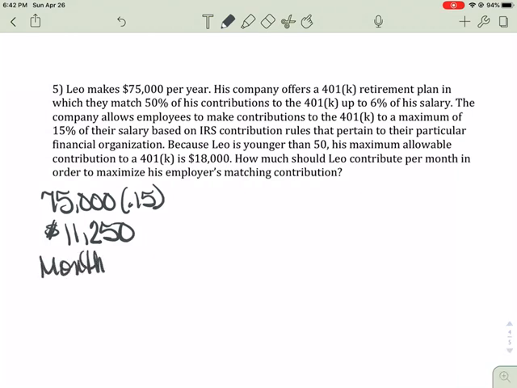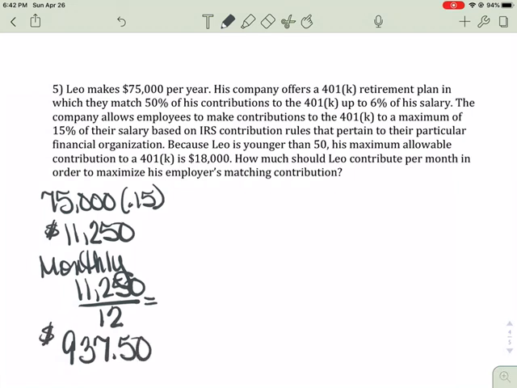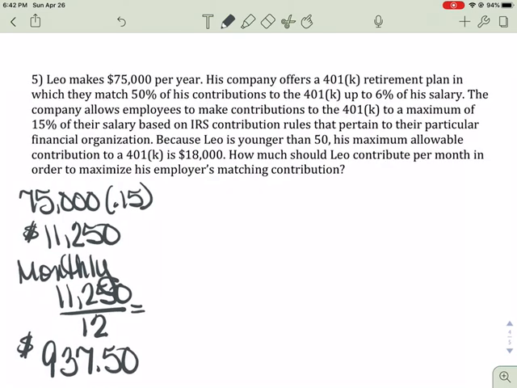So let's divide that so we can figure out his monthly contribution. So 11,250 divided by 12. Okay, we're going to get $937.50. Okay, so that's him straight putting money into his 401k. Now, maybe he wants to opt into the 6% of his salary so the company matches. Maybe he can't do $937 a month. All right, so let's see what we can do there.